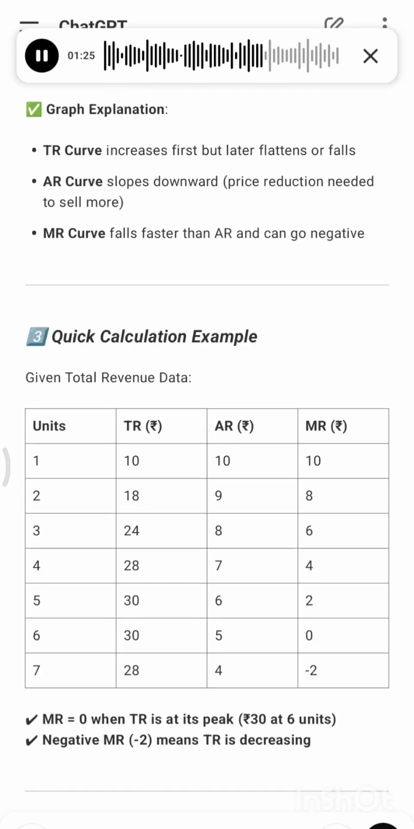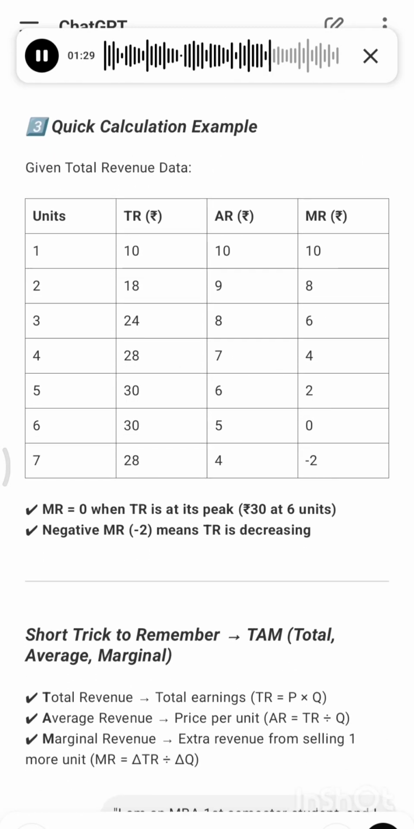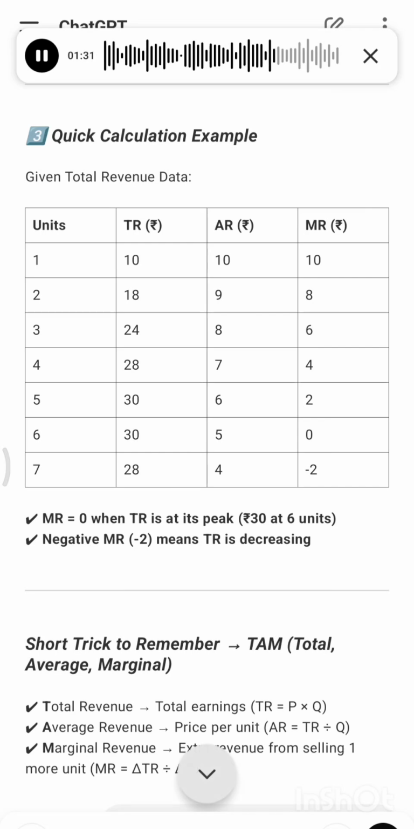3. Quick calculation example. Given total revenue data: units, TR, AR, MR. 1, 10, 10, 10. 2, 18, 9, 8. 3, 24, 8, 6. 4, 28, 7, 4. 5, 30, 6, 2. 6, 30, 5, 0. 7, 28, 4, minus 2. MR equals 0 when TR is at its peak, 30 at 6 units. Negative MR, minus 2, means TR is decreasing.